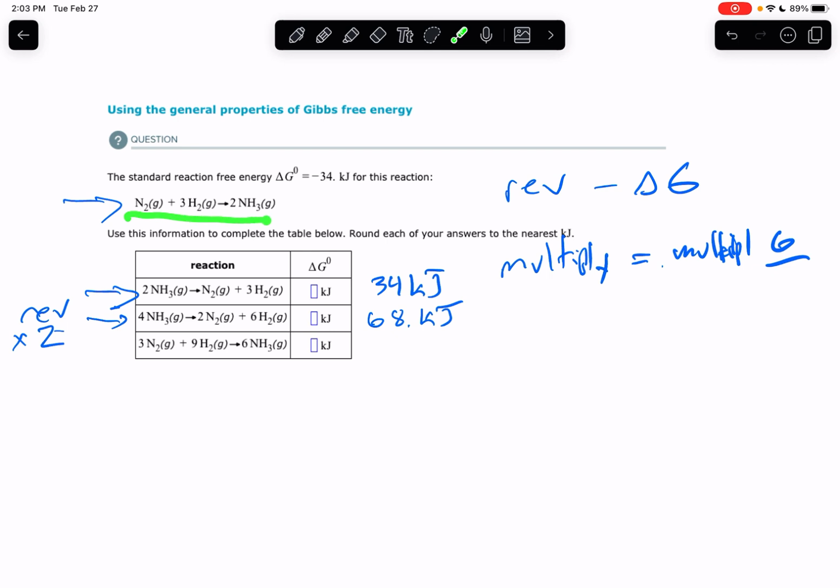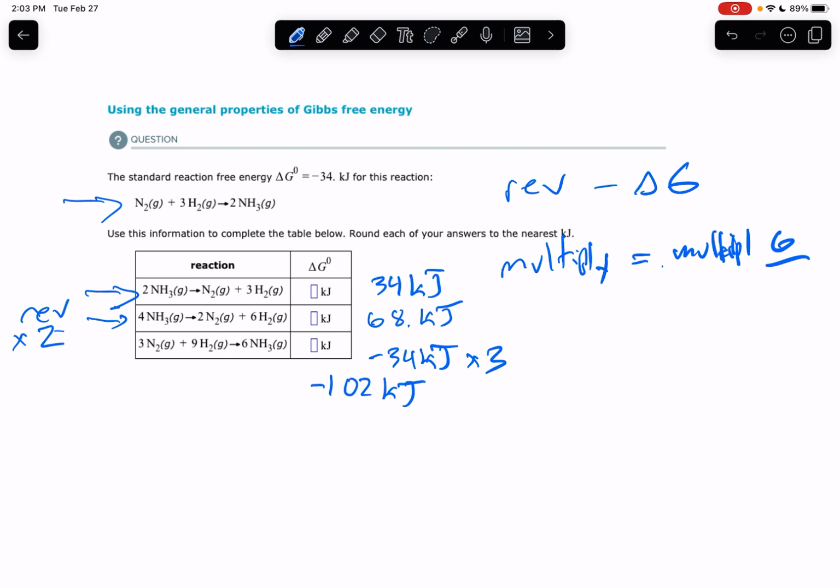And then finally, they go back to the original equation here. If you take a look, this is exactly the same as this, but they took this original equation, which had coefficients of 1, 3, and 2, and they multiplied them all by 3. So in that case, we're going to take this negative 34, and we're going to have to multiply that by 3. And when we do that, we end up with negative 102 kilojoules.